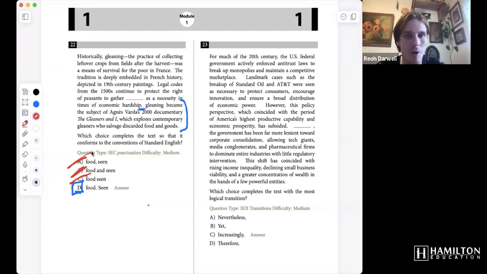If you're moving too quickly and not reading the whole thing, you're gonna miss this. But that's a really unfortunate way to miss a question that you could probably get right with just a little bit of extra effort.